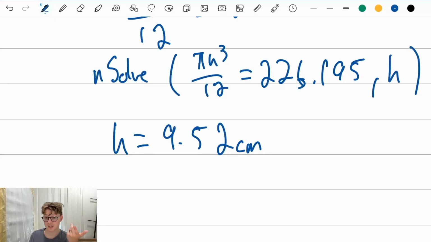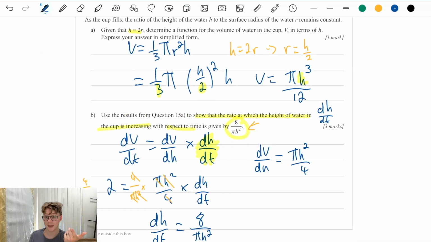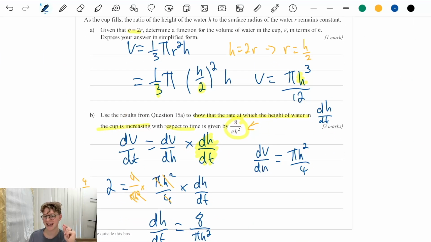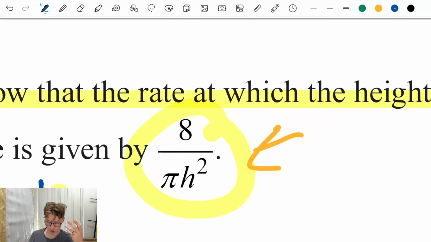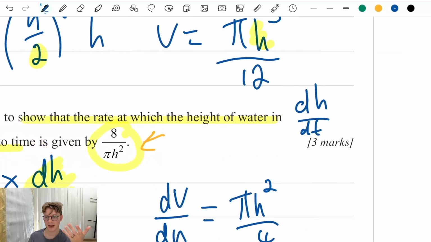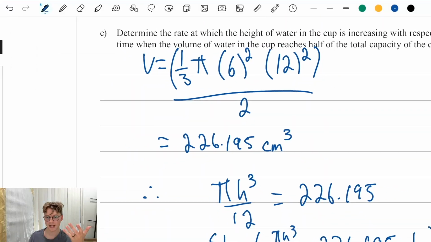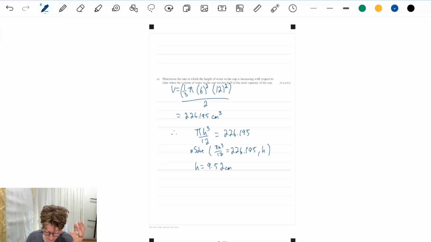I simply can substitute my value for h into my rate of change, which I found in part B, which is 8 over pi h squared, or if I didn't get part B right, I could use the answer that we're meant to show here for the 8 over pi h squared. I know h is about 9.52, but I would always, for all the tech active papers, use the exact answer where you can. You can literally type this in, actually.